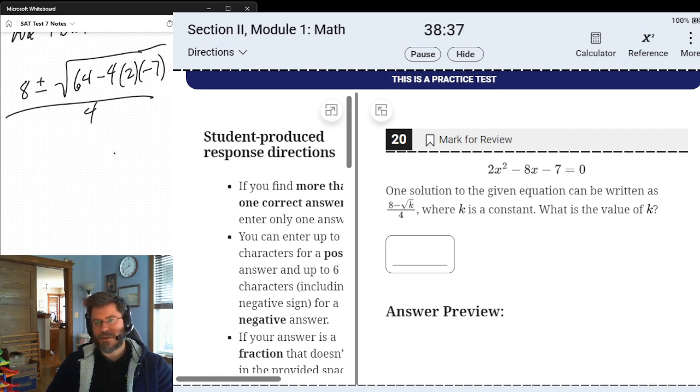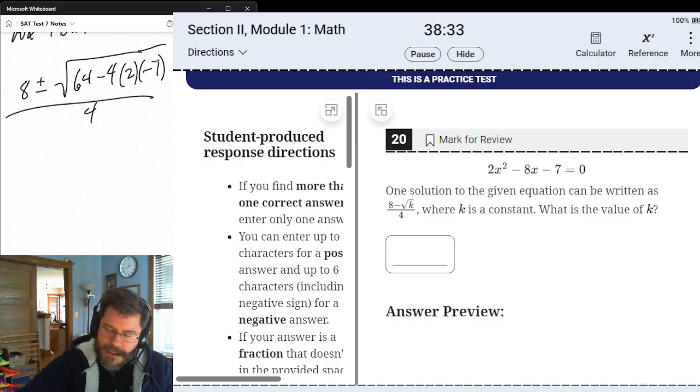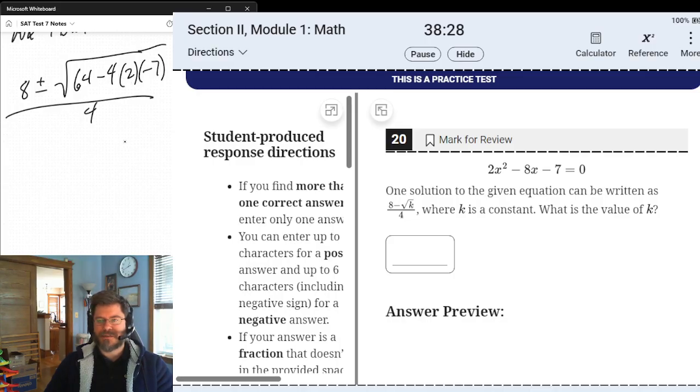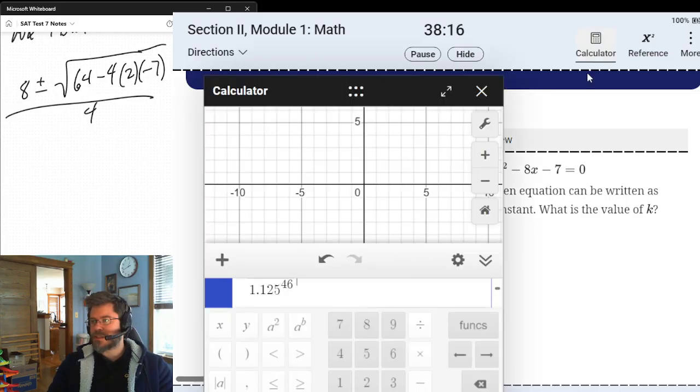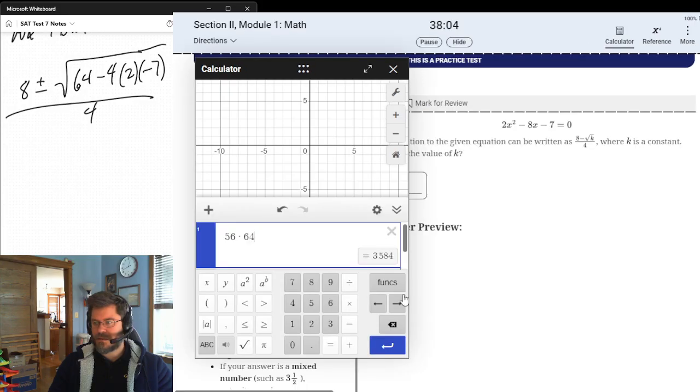So 64 minus 4 times 2 times -7. Well, of course, I'm going to go ahead and do the big numbers. -4 times -7 is positive 28. 28 times 2 is what? 56. 56 and 64 should be our answer. And I don't trust myself without my second cup of coffee. So let's go ahead and just multiply that. 56 times 64. Don't feel ashamed for using a calculator. No shame in doing that. 3584.